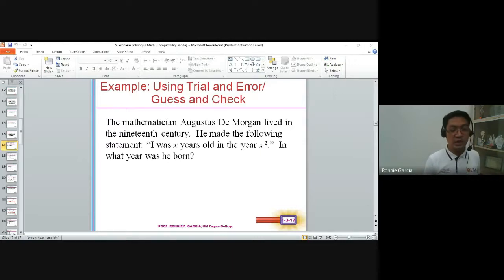So there's a clue given. He was X years old in the year X squared. And then you have to understand the problem. That's the first step. Another clue he gave is that he lived in the 19th century. Which years are in the 19th century?